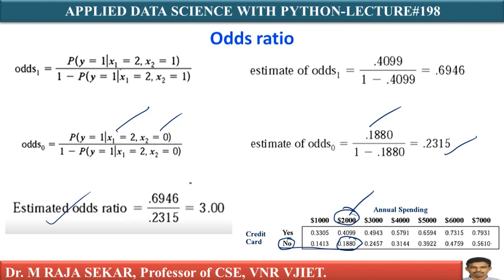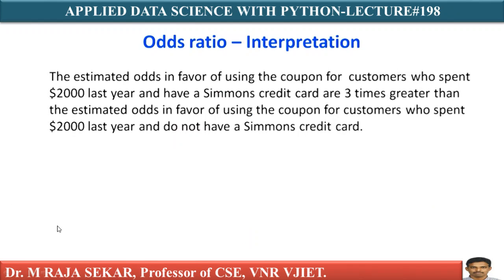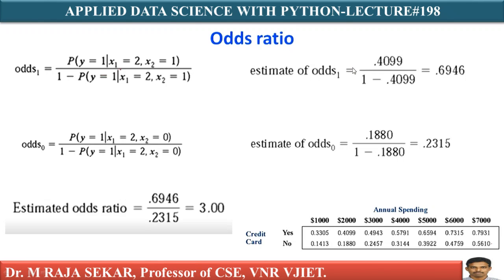Estimated odds ratio. What is your estimated odds ratio? Odds 1 by odds 0. That is 3.0. What does it mean? The estimated odds in favor of using the coupon for customers who spent $2,000 last year and having Siemens card are 3 times. Why? Because you are getting that odds ratio as 3, isn't it? Estimated odds ratio is 3.